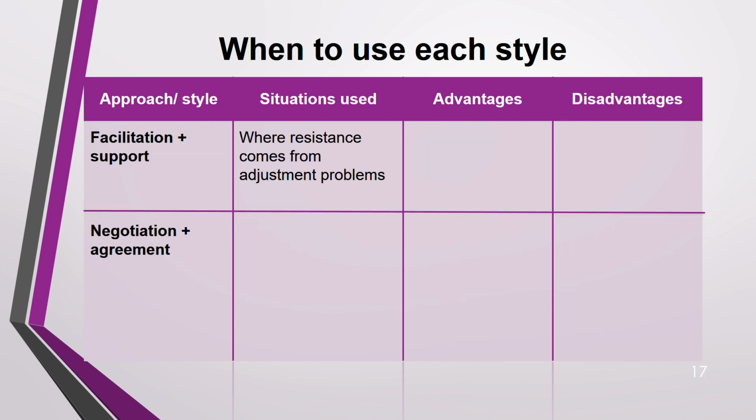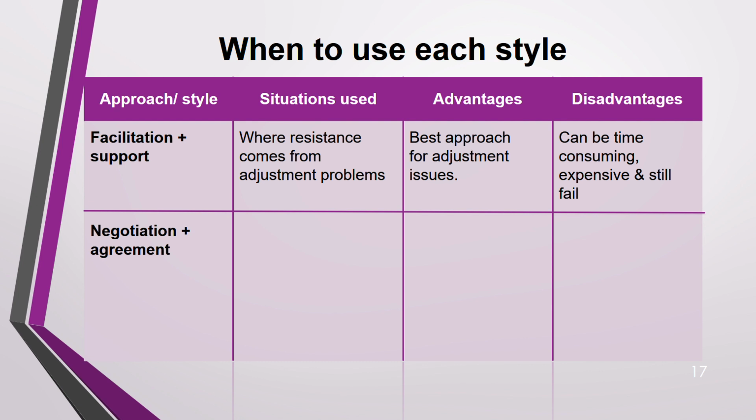Facilitation and support. This is used when resistance comes from adjustment problems. Everything is okay. The only thing is it's hard for them to adjust. At that time you give them support. Advantages is that this is the best approach for adjustment issues. Any adjustment issue, this is the best thing. Disadvantages is that again it is time consuming, right? And this could be expensive also. You have to give support in many things, counseling and everything, materials. And even after so much time and money that you have spent, it could still be a failure. Remember, even if you have given the support, they might back off, right?